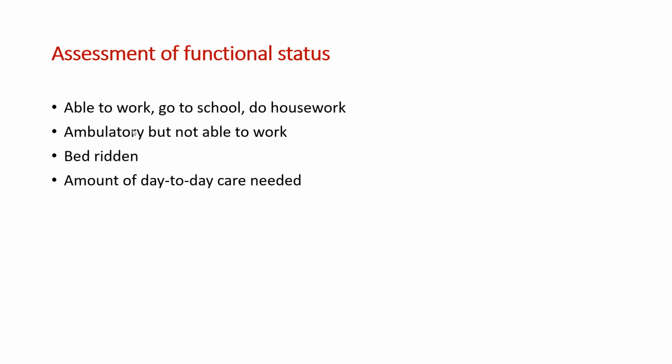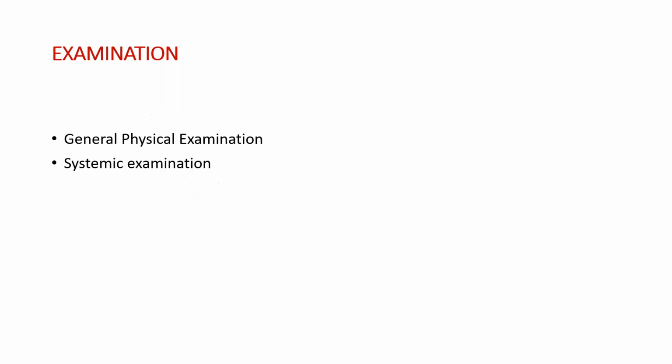After this, you assess the functional status. Is the patient able to go to work? If it is an adolescent, is the child going to school? Is the woman or the man able to do his housework? Or is the patient ambulatory, meaning the patient is able to walk around but is not able to do any work because of the illness? Or the patient is completely bedridden. So this will tell you what the functional assessment of the patient is, how sick the patient is, and the amount of day-to-day care needed, and you need to identify who is the caregiver for such a patient.